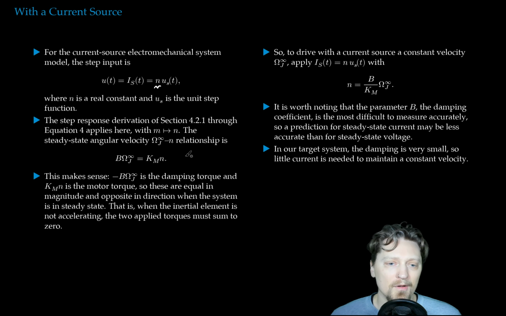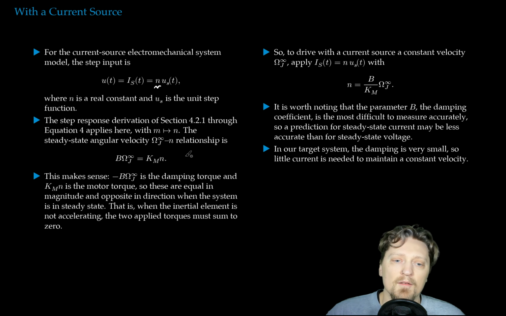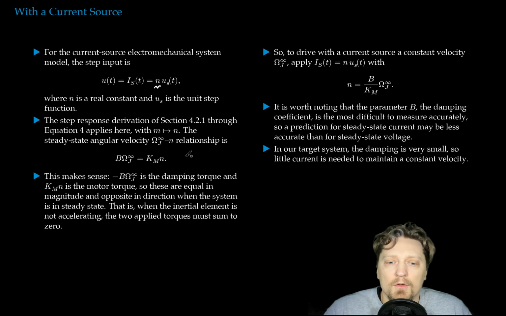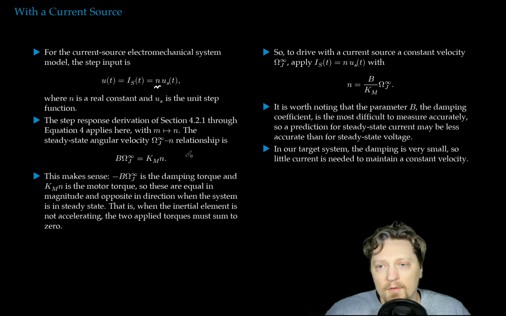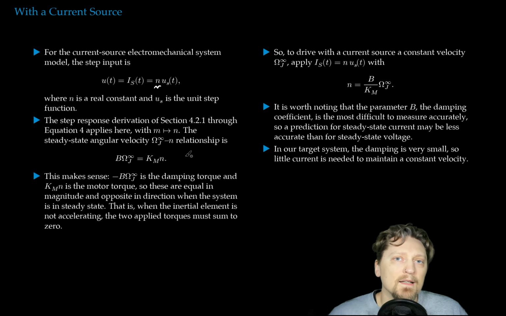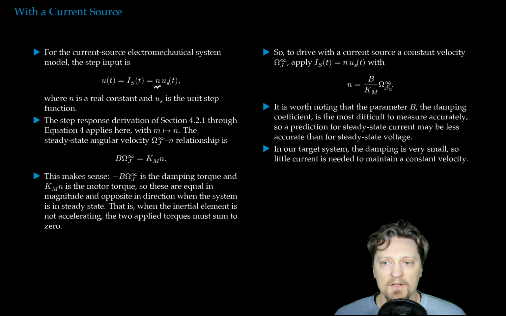So these are equal in magnitude and opposite in direction when the system is in steady state. That is, when the inertial element is not accelerating, the two applied torques must sum to 0. So to drive with a current source a constant velocity omega j, apply N Us with N being equal to omega j times B over Km. It is worth noting that the parameter B, the damping coefficient, is the most difficult to measure accurately.